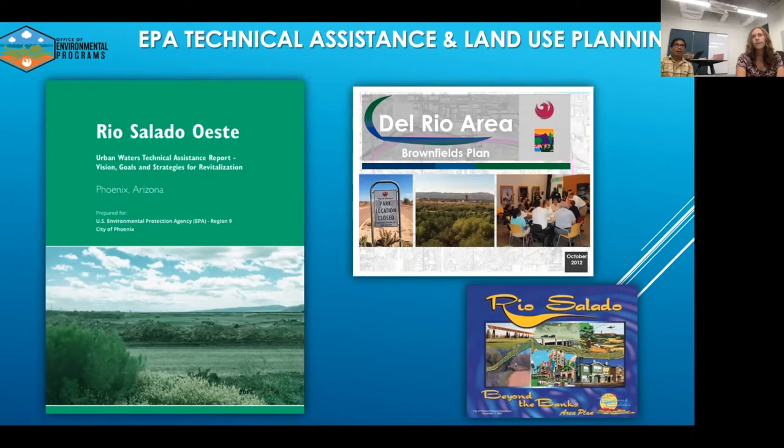We also have the Del Rio area brownfields plan that we did with an EPA grant, and that was centered around our Del Rio landfill, getting community input on what they want that area to be redeveloped into. And we also have the Rio Salado Beyond the Banks area plan. And that was not done with EPA funds, but it was done through our planning department, really looking at redevelopment initiatives in that area.